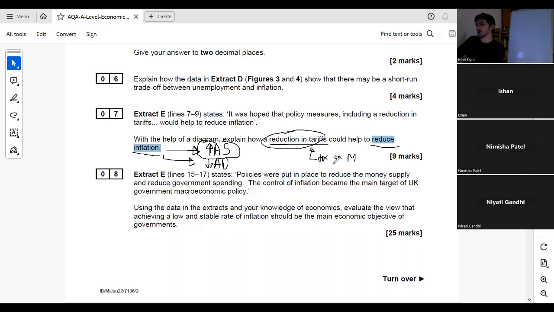Oh, we've got all sorts of things here. So Niati has said increased AD as imports are cheaper. It's not 100% not the case. You can actually argue that. That would almost be the evaluation though. So I'll come back to that in a second, Niati. But you can make that argument.